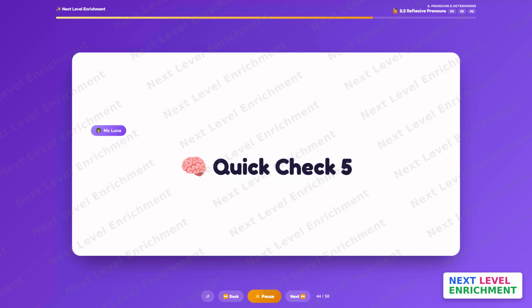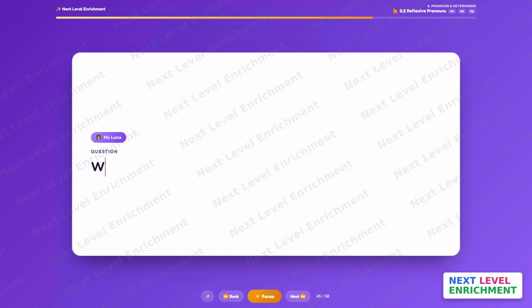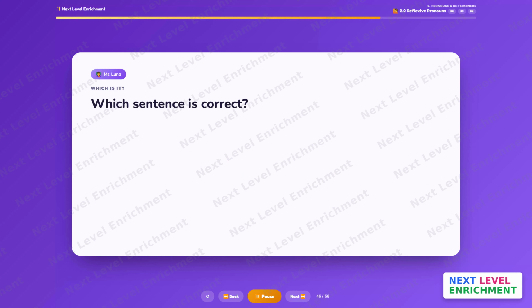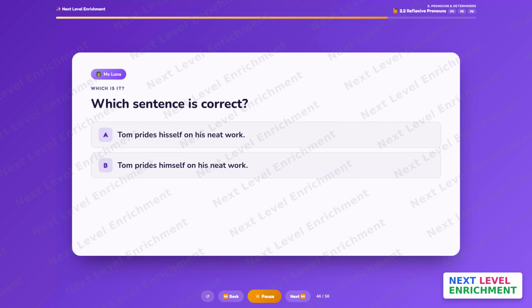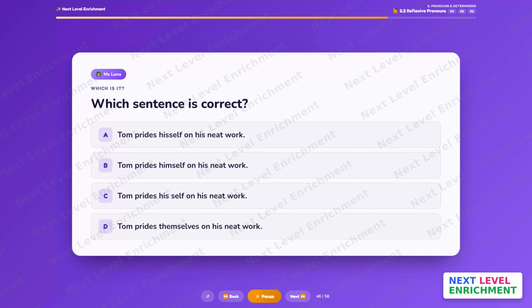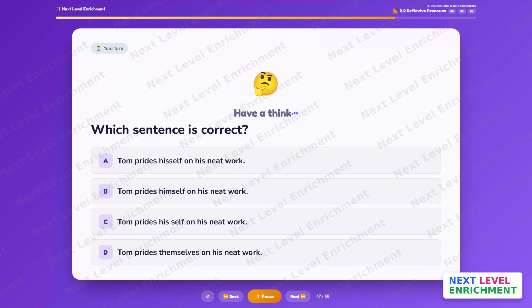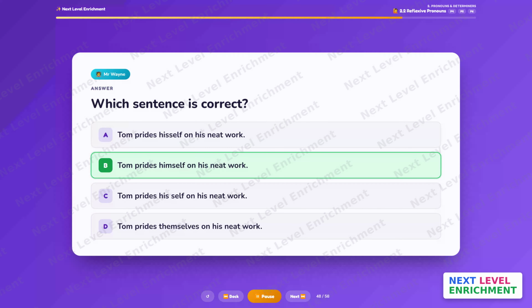Quick check 5. Which sentence is correct? A, Tom prides himself on his neat work? B, Tom prides hisself on his neat work? C, Tom prides his self on his neat work? D, Tom prides themselves on his neat work? The answer is Tom prides himself on his neat work. The correct reflexive pronoun for Tom is himself. His self is never correct.